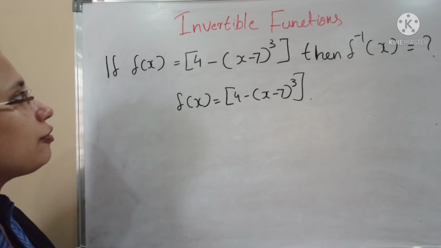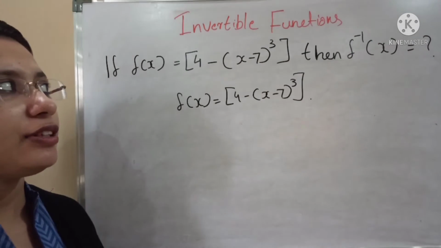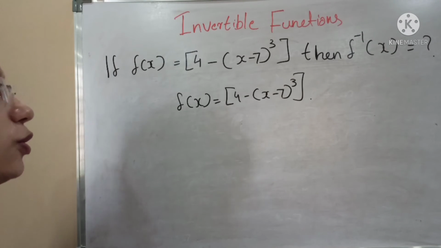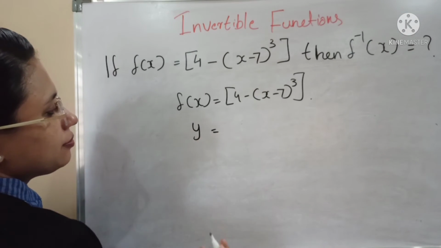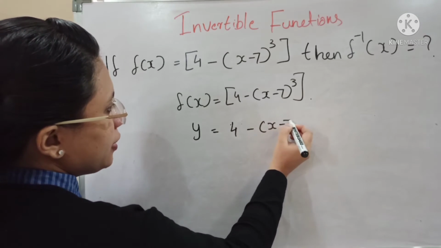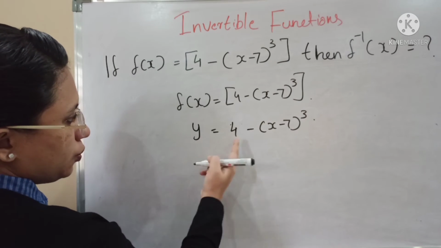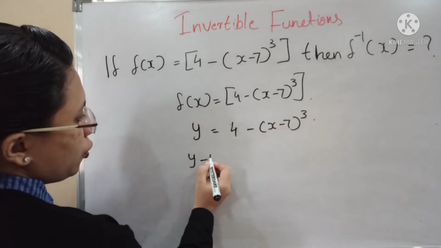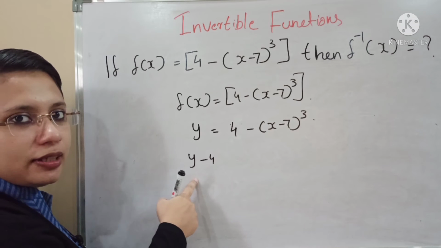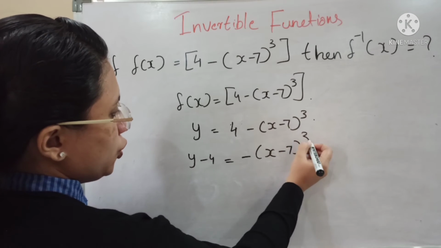Next question, f of x is 4 minus (x minus 7) whole cube. Then what is f inverse of x? So f of x is 4 minus (x minus 7) whole cube. So first step is rearrange in terms of y. So y equals 4 minus (x minus 7) whole cube. Okay, so we can take 4 this side: y minus 4. Here 4 is plus, right? When it comes this side, it will turn as minus. Minus (x minus 7) whole cube.